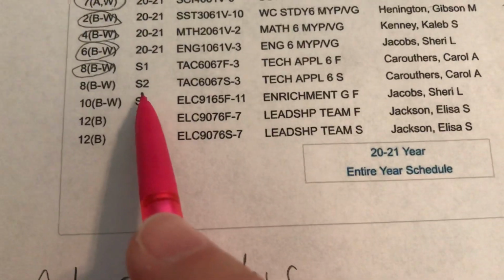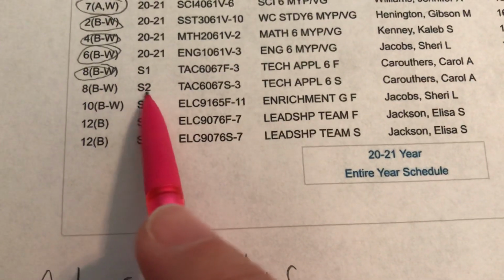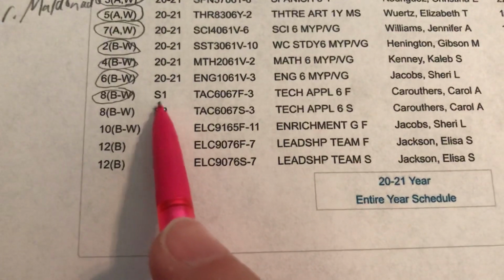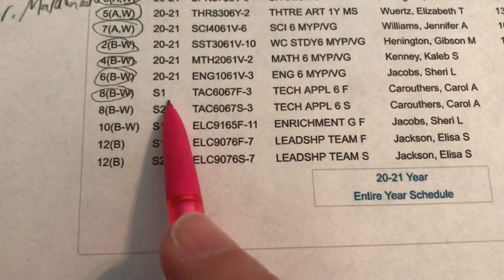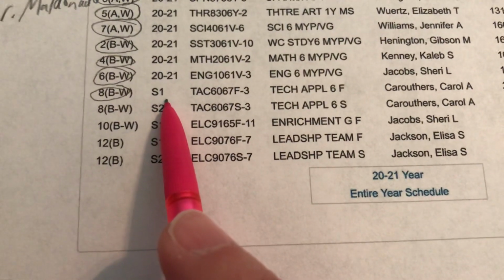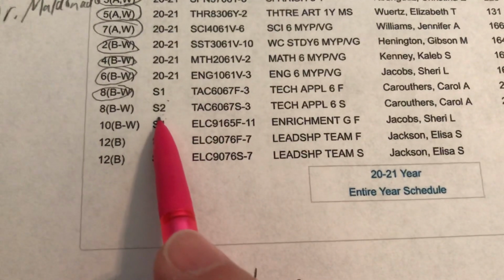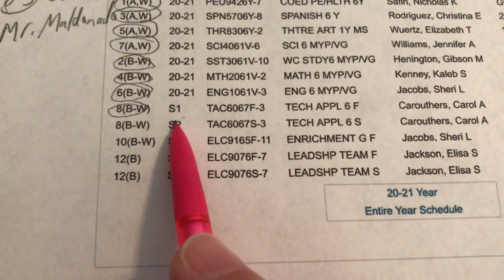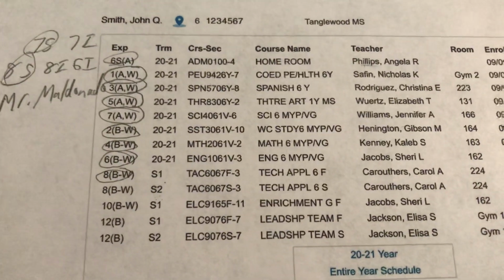If you see something like S1, S2, that's semester 1, semester 2. Right now you're just looking at the S1 because this is semester 1. It's the first 36 weeks, and then semester 2 will be the second 36 weeks. So just look at the S1 for right now. Okay, so we have our B day, B2, B4, B6, B8.